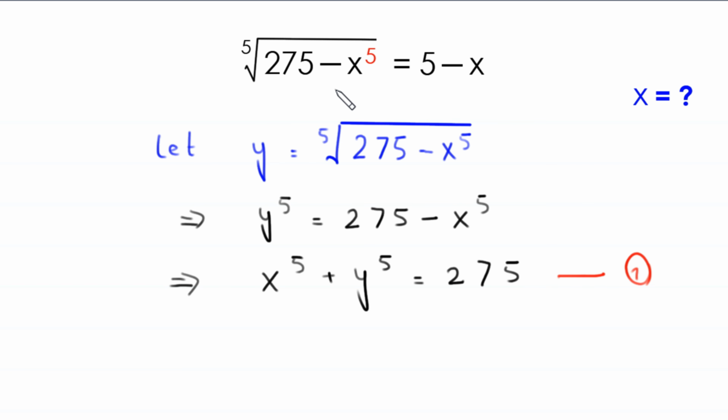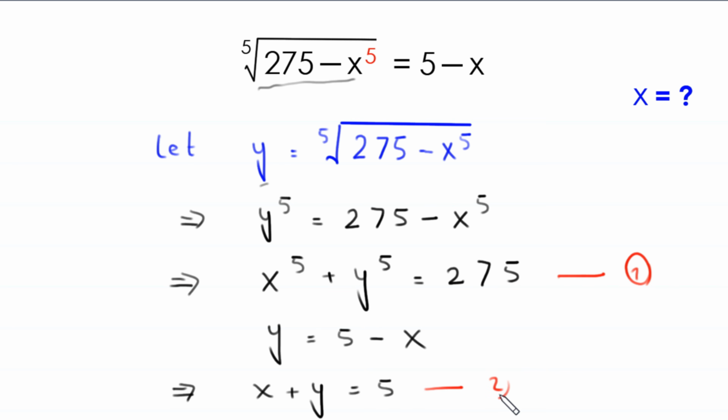Now in this original equation, if we replace this expression with y, then we get y is equal to 5 minus x. Move this negative x to the left hand side. This implies that x plus y is equal to 5. Let's call this equation number 2.